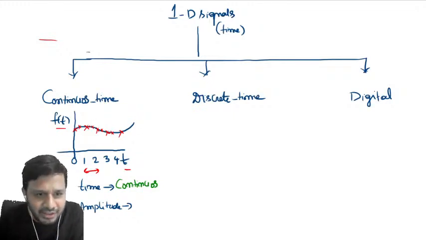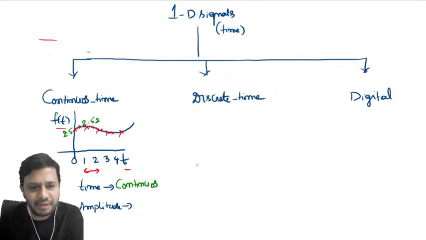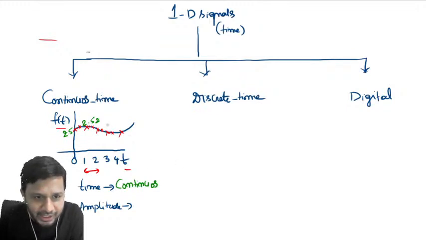Let's observe. See, at 0 you can have an amplitude of 2.5. At 1 you can have an amplitude of 2.5, or any amplitude you like. It means the dependent variable can also take any value, which means it is also continuous.